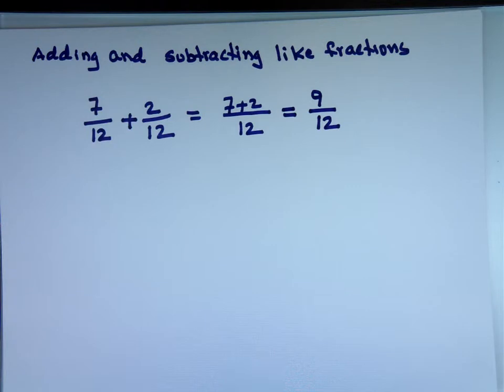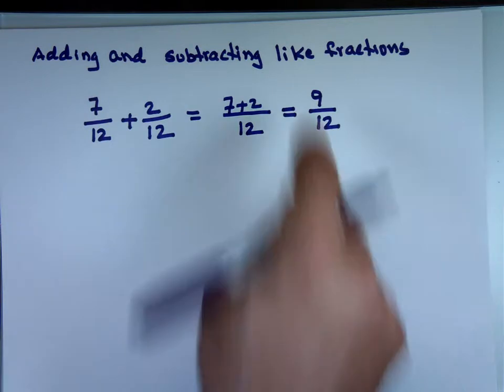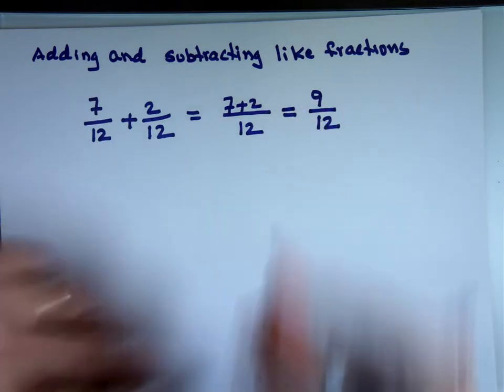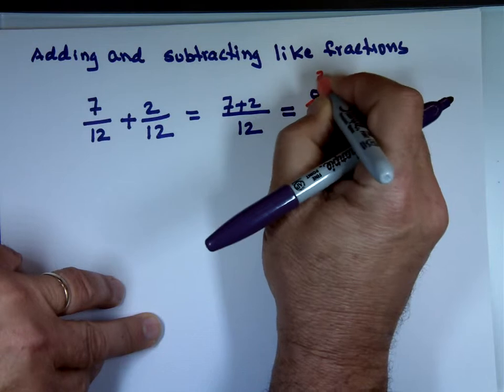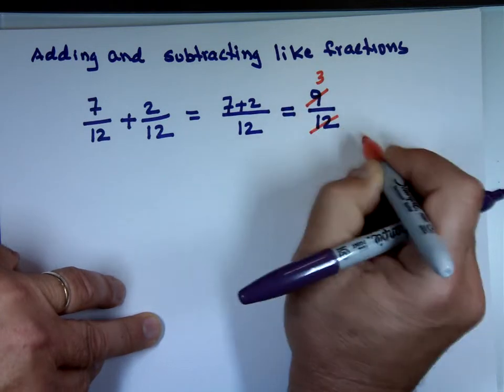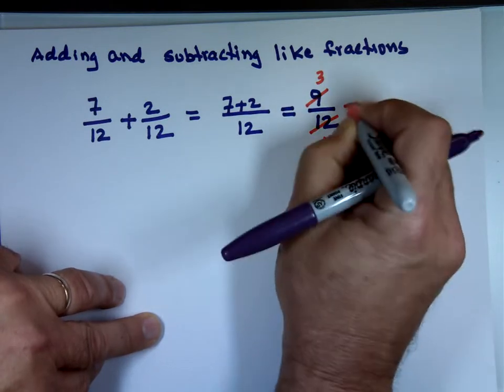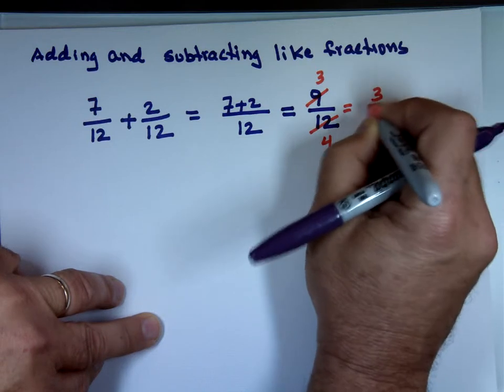Now, you can do all this work and you're happy and you put your answer and you go to correct it, they go, you got it wrong. Why? You need to simplify your answer. Even if it doesn't say simplify, you have to simplify your answer. 9 and 12, you can divide them by what? By 3. 9 divided by 3 is 3, and 12 divided by 3 is 4, which is 3/4.